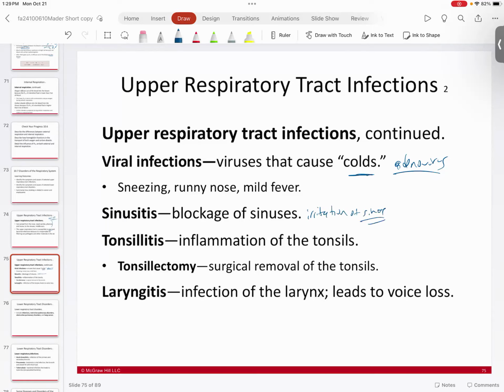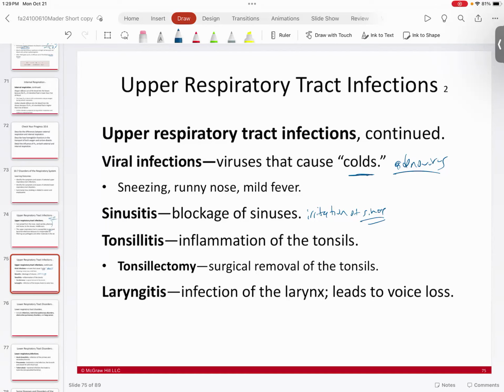Usually a blockage, because you get a lot of buildup in the sinuses, and then they get blocked, and it creates a lot of pressure. You get that sinus headache thing going on. And a lot of times this can be bacterial in nature. So oftentimes you go to the doctor for sinusitis, they'll give you an antibiotic for that, to clear out that bacterial instigator, if you will, that's creating a lot of that buildup and discharge.